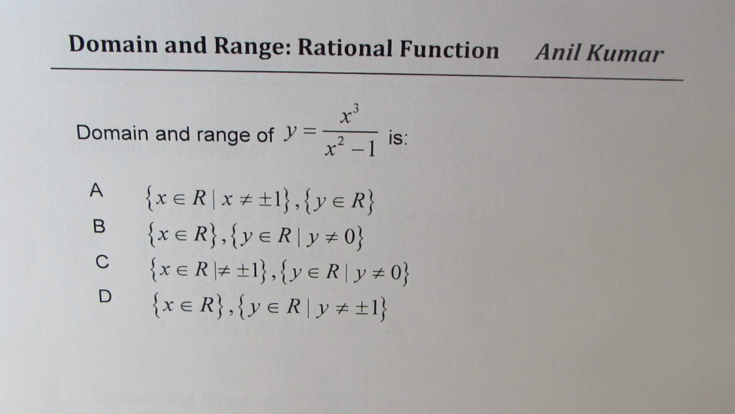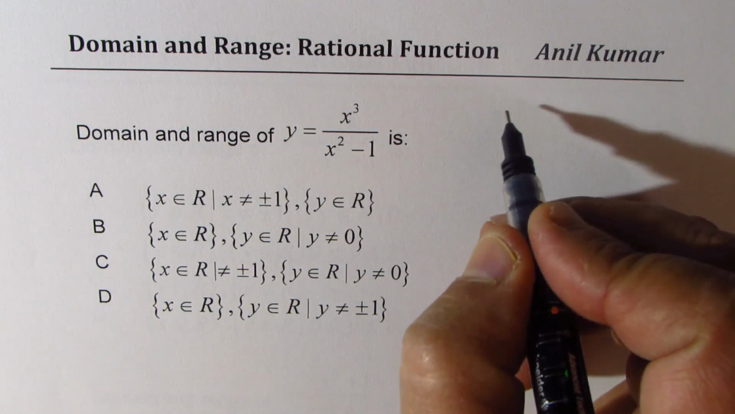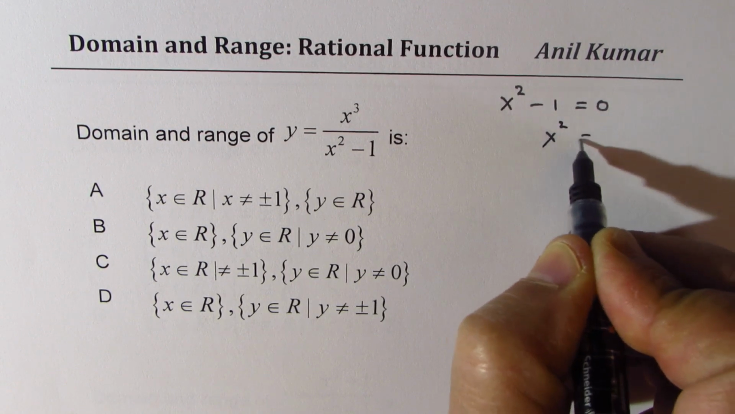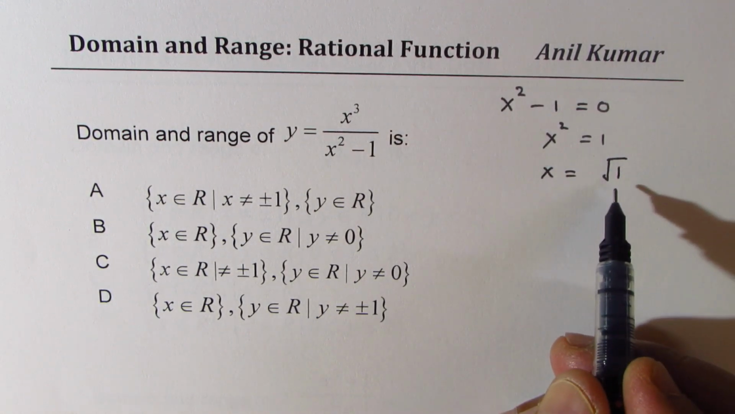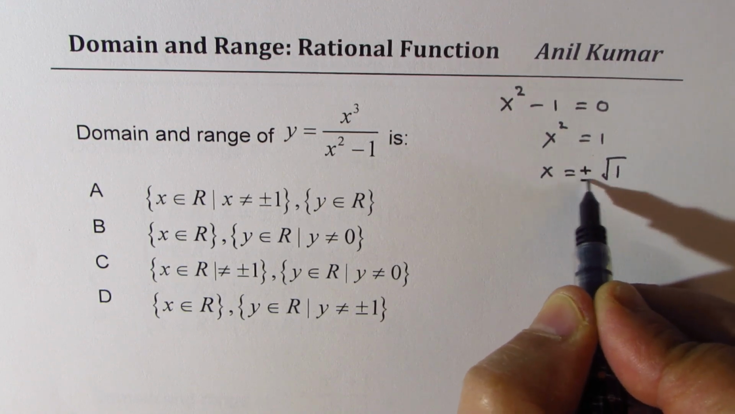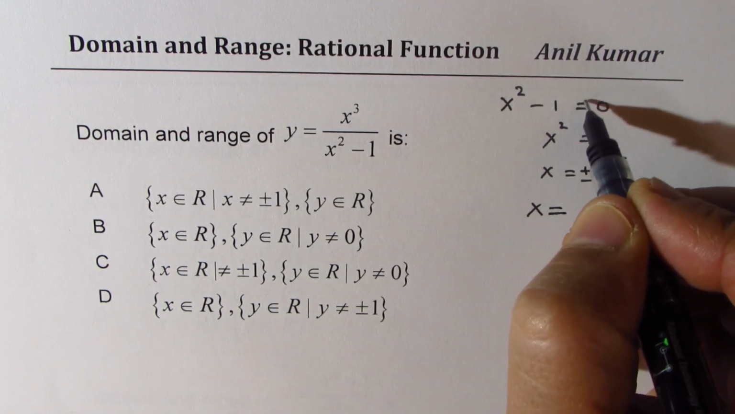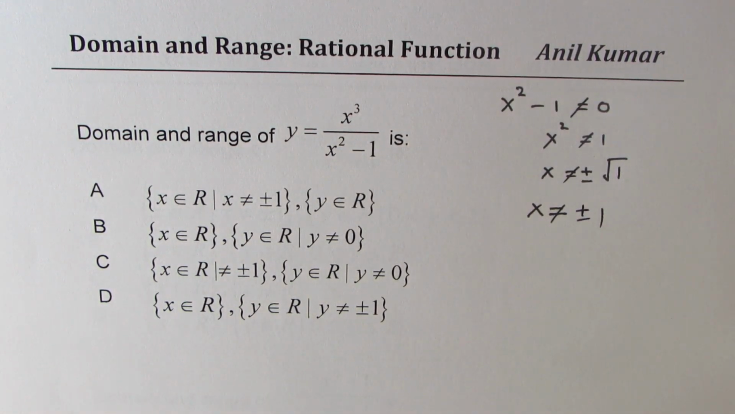Next question here is cubic function divided by x squared minus 1, x cubed over x squared minus 1. Now, x squared minus 1 equals to 0 means x squared equals to 1. That means x equals to square root of 1. Whenever you do square root, you should write plus and minus, otherwise you'll get wrong answer. So that means x is not equal to plus minus 1, correct?